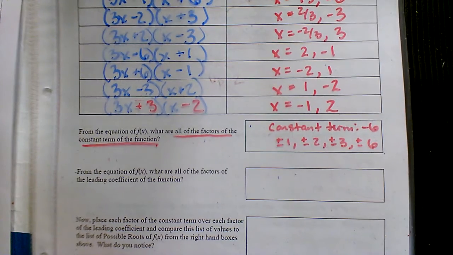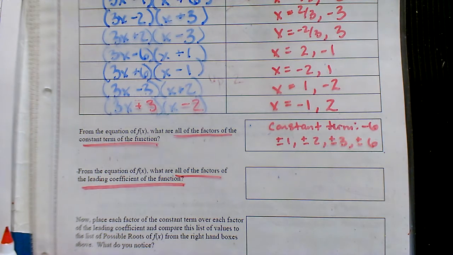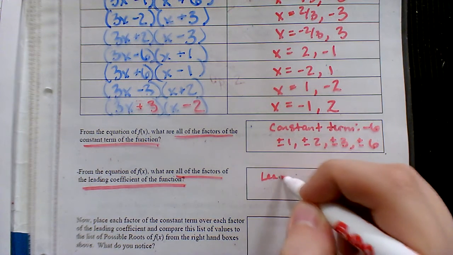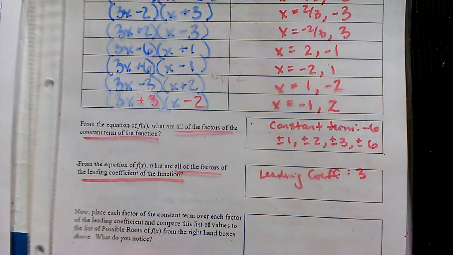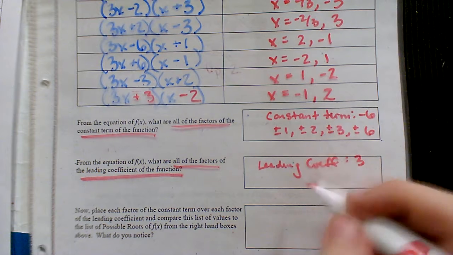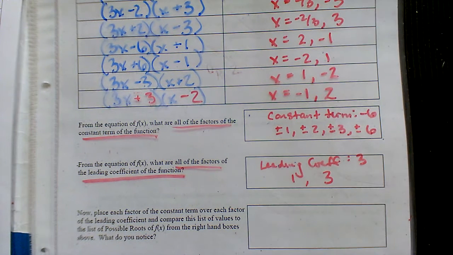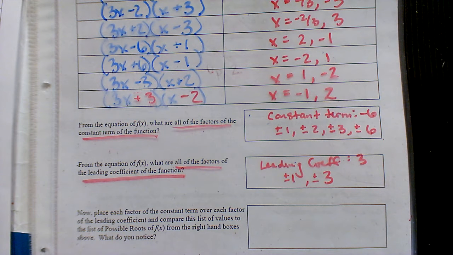The next block is asking us from the equation, what are all the factors of the leading coefficient term? Okay, that's kind of the first one listed out front in standard form. So the leading coefficient was 3. And we said those factors were 1 and 3. If you wanted to put the pluses and minuses in there, you could. Okay, might not be necessary in this case, but you could put them there too. Because technically -1 times -3 would give us a +3 as well.